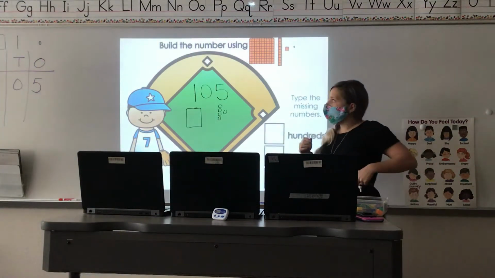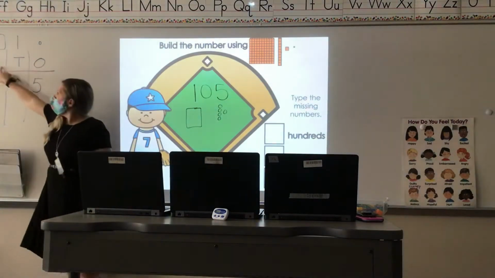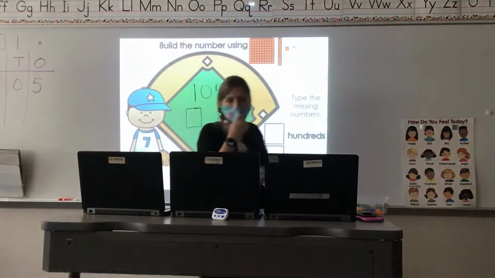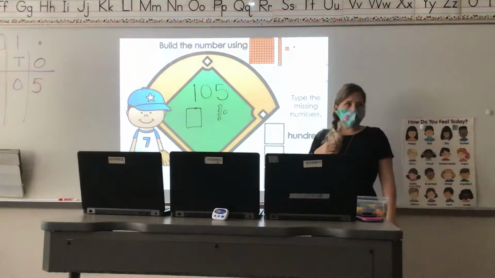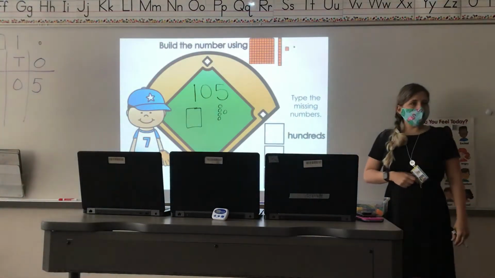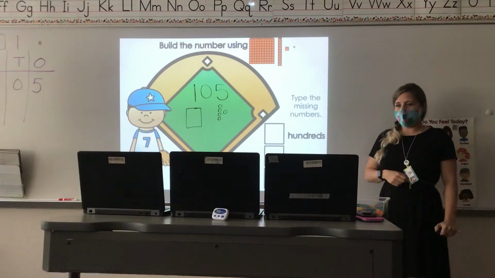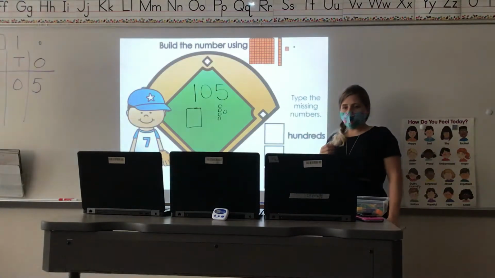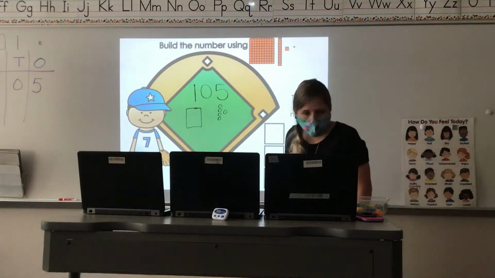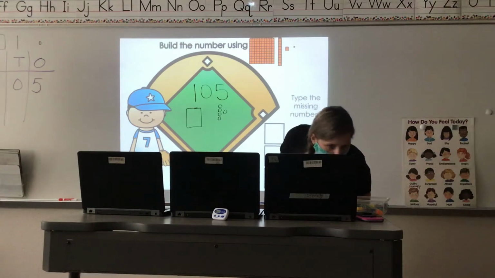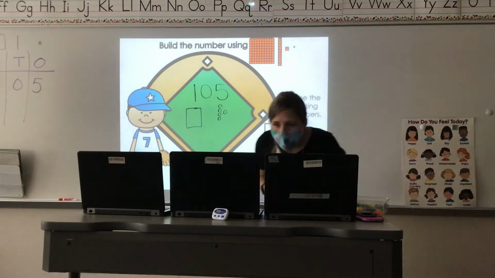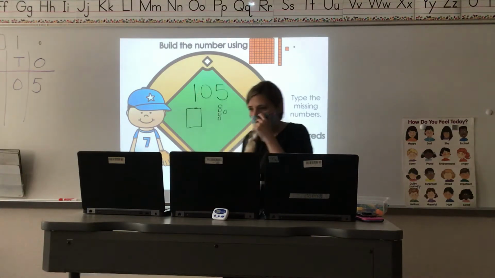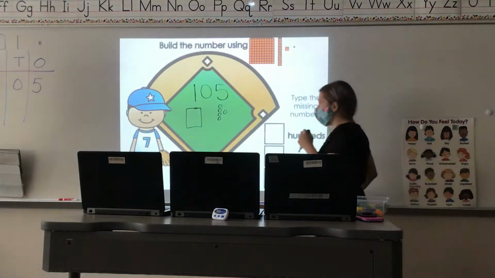Hundreds are squares, tens are sticks, and ones are circles. Unless you write the number. Looks good. All right, on to the next one. Erase your boards.